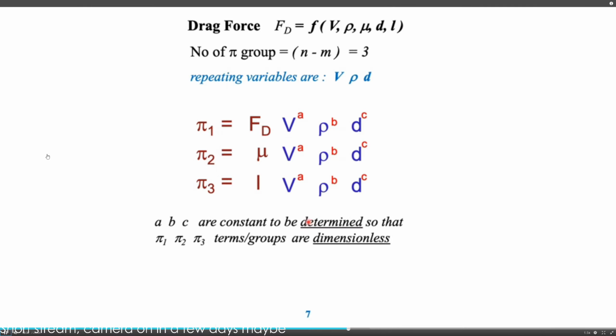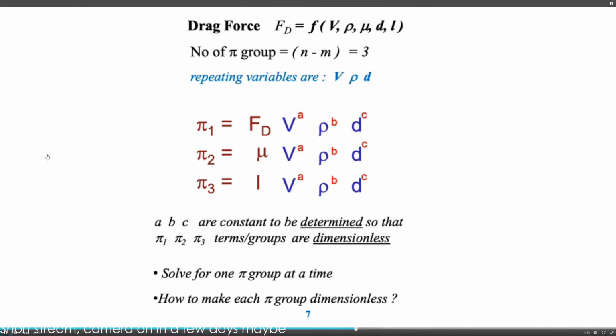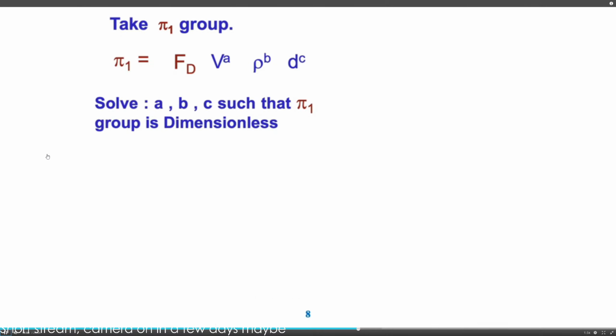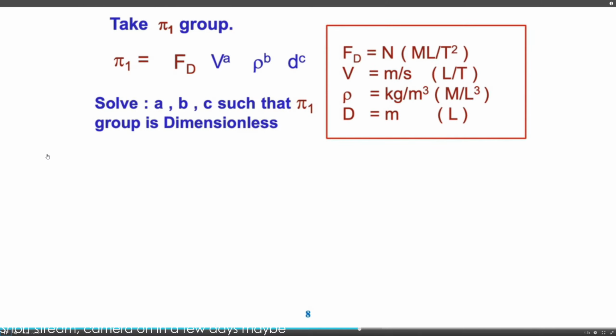They are all represented in the 3 dimensionless groups that we want to develop. Now, a, b, c are constants, and we want to develop pi groups 1, 2, 3 such that these 3 groups are dimensionless. So solve for one group at a time. How do we make each group dimensionless? We went through this in the review lectures. Take pi group 1, for example. You fill in all the basic dimensions into this first pi group, and solve for a, b, and c such that M, L, and T are all raised to the power 0.